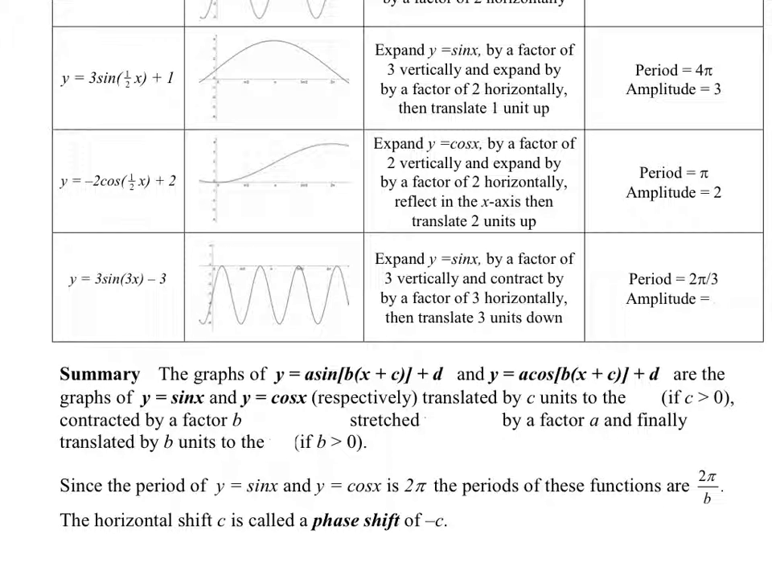And that actually works for each of these, right? The period is always equal to 2 pi divided by whatever this number here is. And so the amplitude in this case here is just 3.